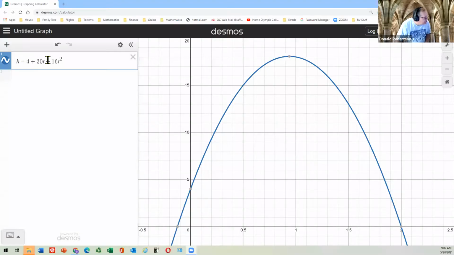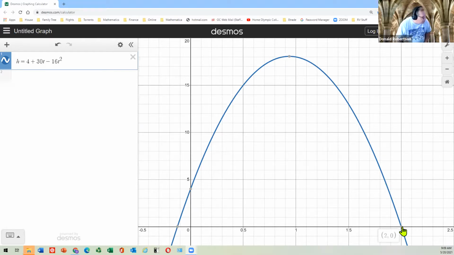Here is h equals the equation we just wrote down. Can you see Desmos does a really nice job of this? If you look really carefully, can you see that's at 2? So I know it's going to hit the ground at the 2-second mark. And that is the simplest way to find that, right?